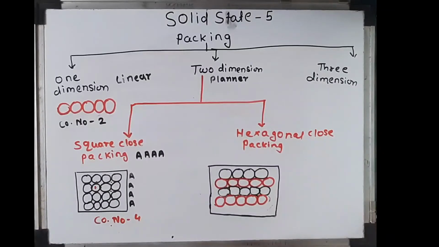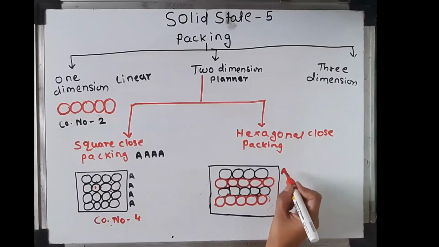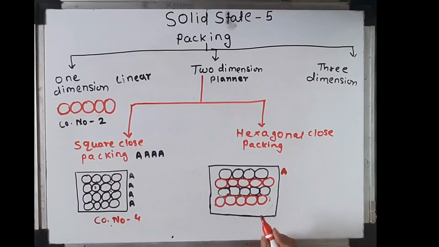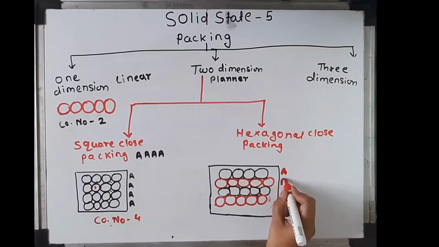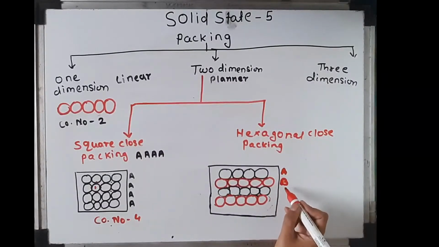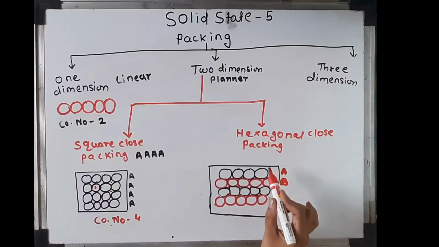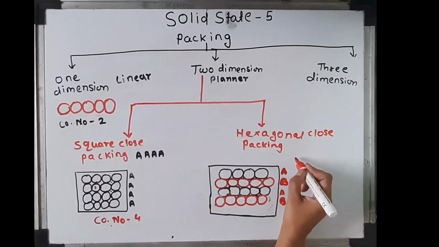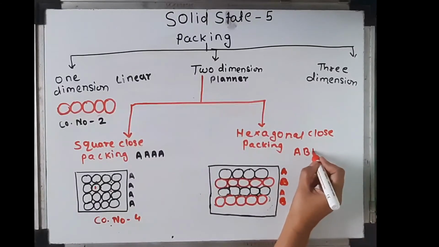If the second row is arranged in such a way that its spheres fit in the depression of the first row, a stacked arrangement results. If the first row is A type row, the second row being different is B type row. When these A and B rows are stacked together, they form a hexagonal close packing, and it is also known as AB type.